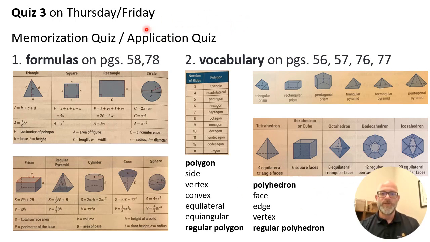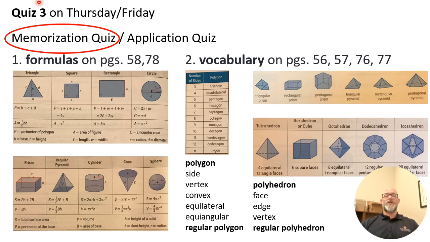You're used to application quizzes. Your first 2 quizzes were application quizzes. This, however, is not an application quiz. It is a memorization quiz.